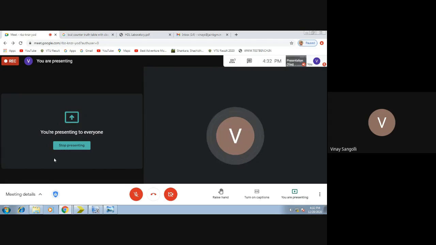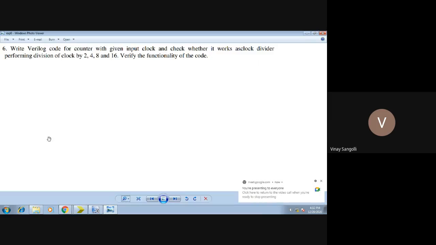So today we will be covering the next lab, which is experiment number 6 in the syllabus copy. And the name of the code is, we'll be writing a Verilog code for a counter with a given input clock and check whether it works as a clock divider, performing division of the clock by 2, 4, 8 and 16, and we'll also verify the functionality of the code.